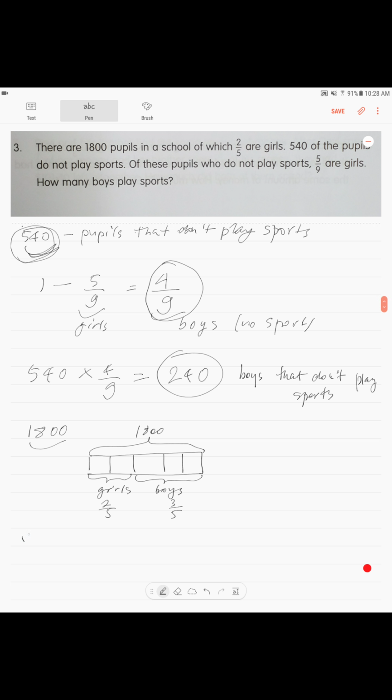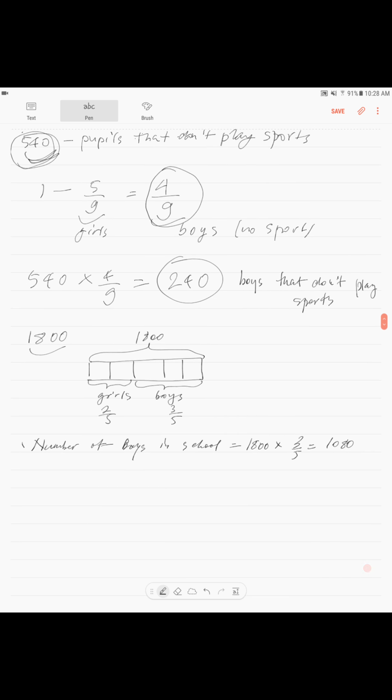So same thing again. Number of boys in school is 1,800 times 3 over 5, right? You got this? So we have the number of boys total, we have the number of boys who don't play sports, right? So how do we find the number of boys who play sports? Very easy, right?